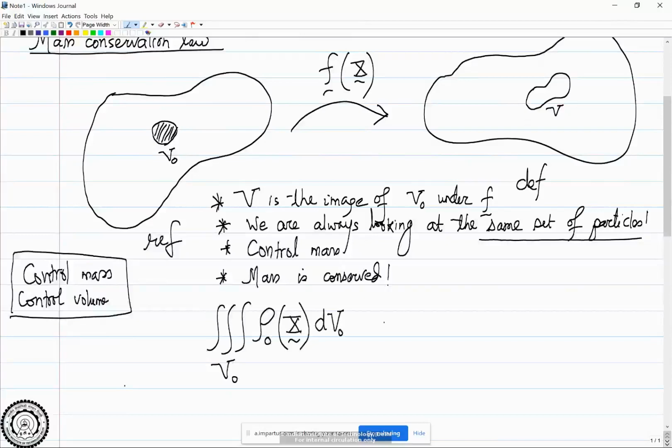So that's the mass in the reference configuration in the volume V naught. And physics tells us that this should be equal to the mass in the deformed state. But in the deformed state, your volume is V, and your density will be the current density. The density can change now. So let's denote it by rho, also of little x comma t.